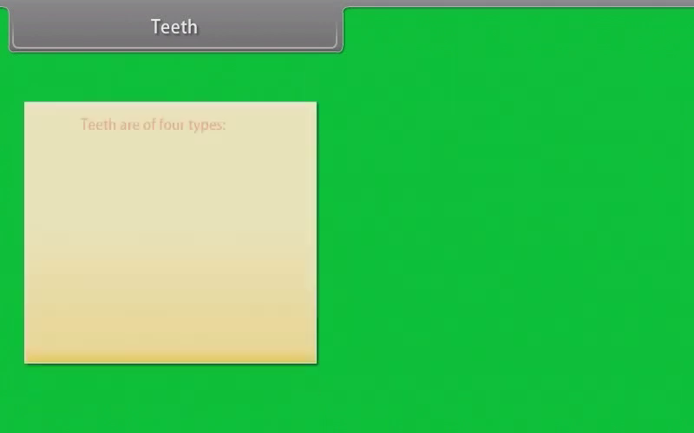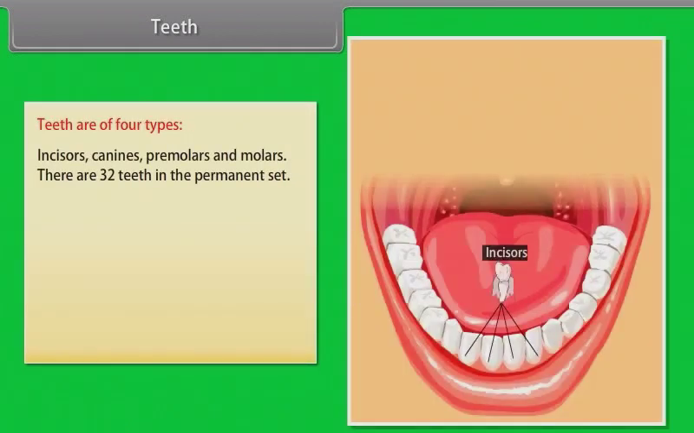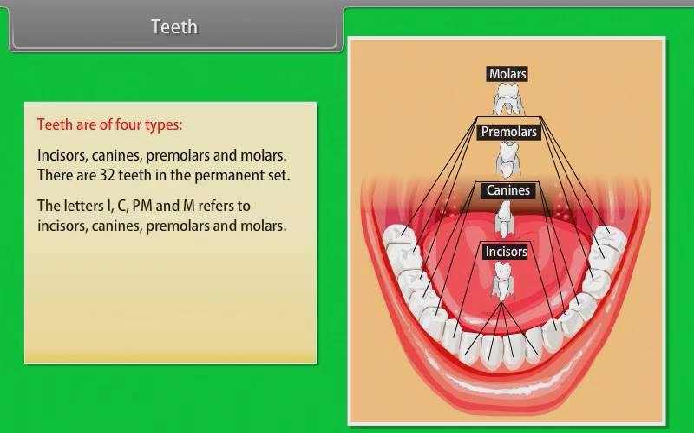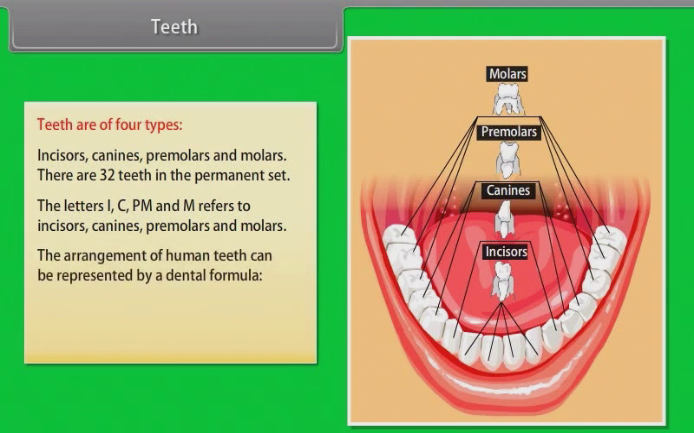Teeth are of four types: incisors, canines, premolars and molars. There are 32 teeth in the permanent set. The letters I, C, PM and M refer to incisors, canines, premolars and molars. The arrangement of human teeth can be represented by a dental formula.